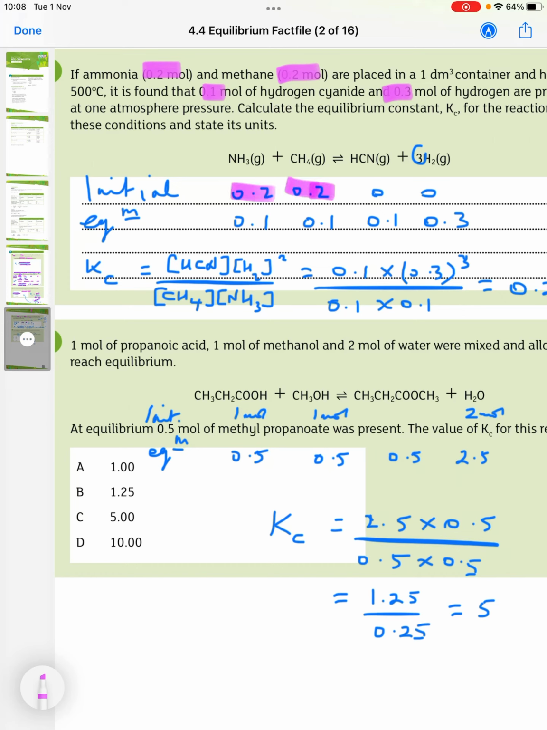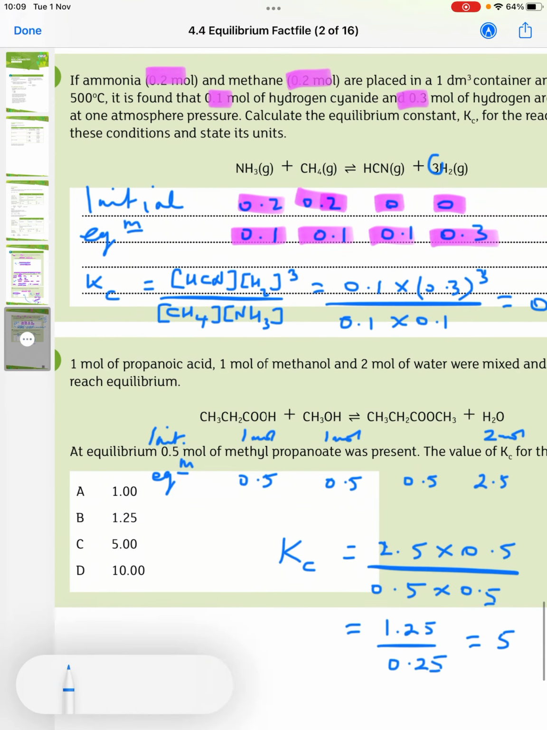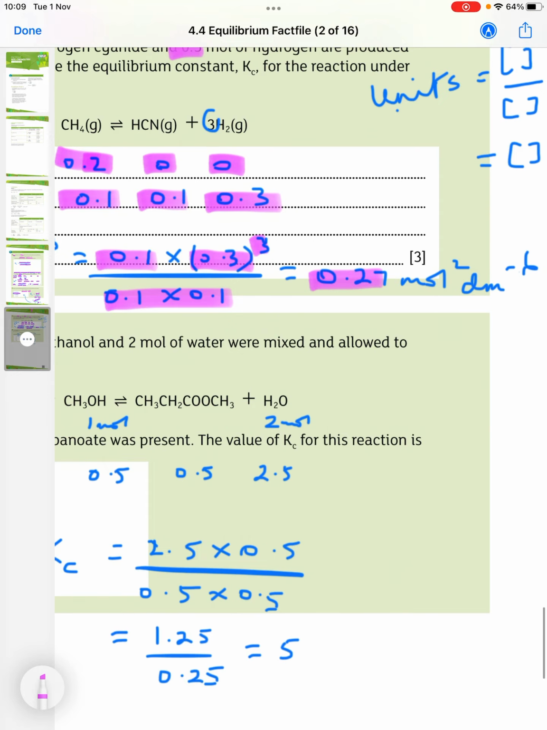So initially we're told 0.2 and 0.2, and we have 0 of the hydrogen cyanide and the hydrogen, and then at equilibrium we're told 0.1 and 0.3, which means we have used 0.1 and 0.1. So plugging that into our equation, that should be a little 3 there, it just hadn't come up when I wrote it. So we've got the concentration of the hydrogen cyanide times the concentration of the hydrogen cubed over the concentration of ammonia times the methane. Plug those values in, 0.1 times 0.3 cubed over 0.1 times 0.1, which gives us 0.27.